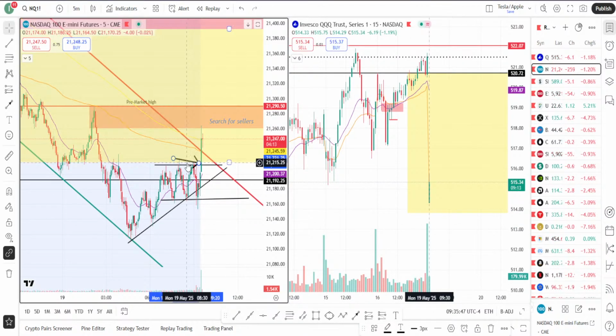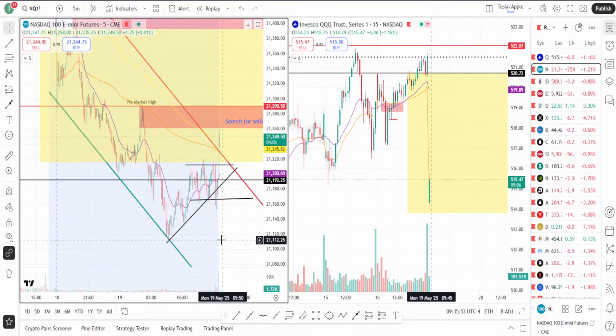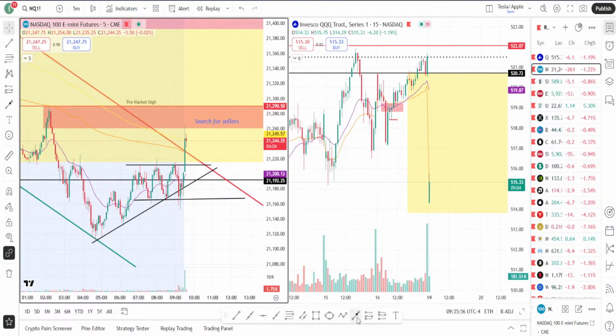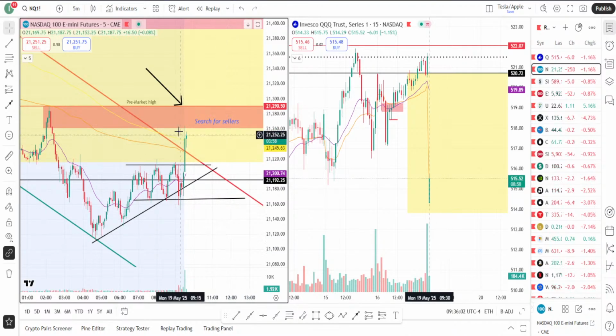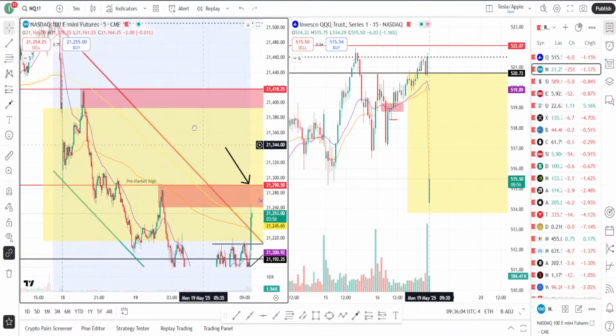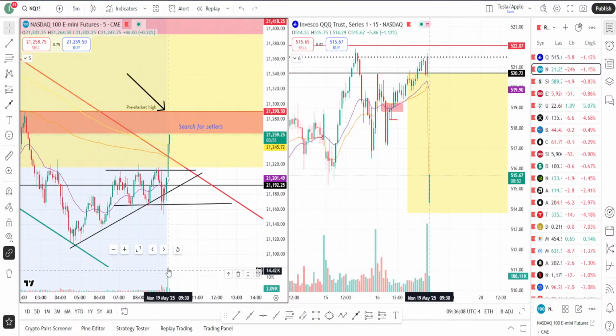Alright, let's go ahead and take this little arrow out of the way. Clean this chart up a little bit. We could take out this high right here, because we broke out of this channel, and volume's pretty strong.